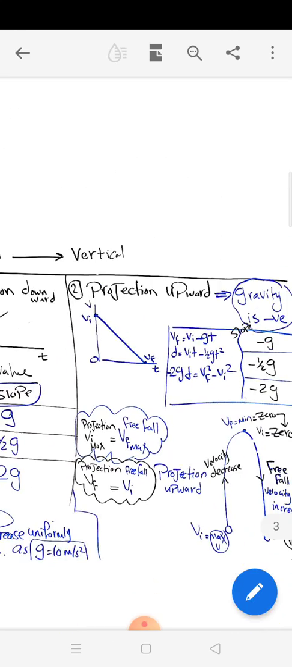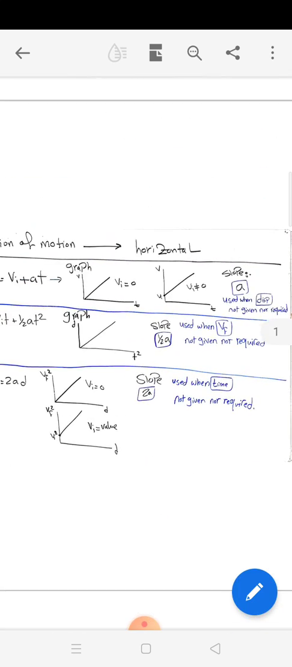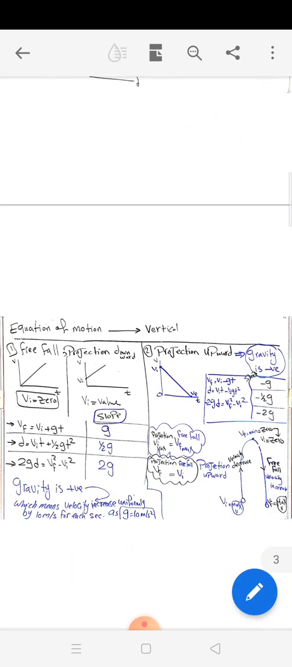You have to know that the projection will be in the vertical, and the equations of motion have two phases, the vertical and the horizontal.